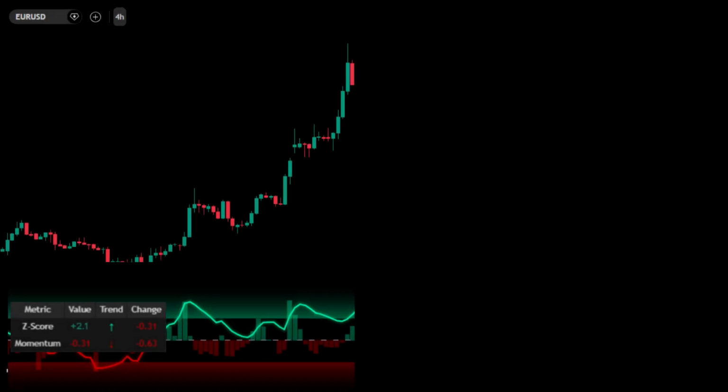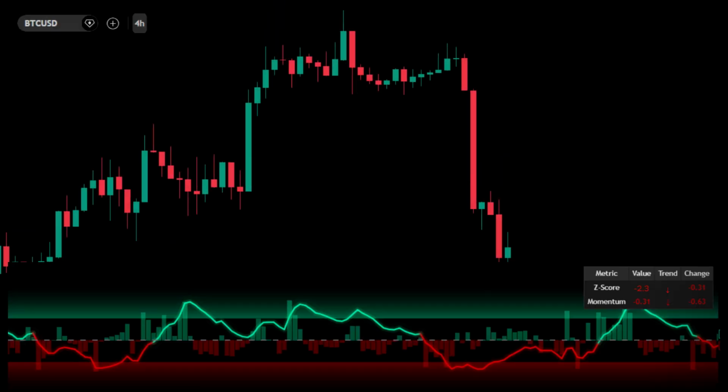Here is EURUSD on the 4-hour chart. The indicator is reading plus 2.1. That means price has drifted more than double its average distance away from normal. In statistics, that is considered suspicious. It means the asset is truly overbought and will come back down. Watch what happens next. Now here is BTCUSD.